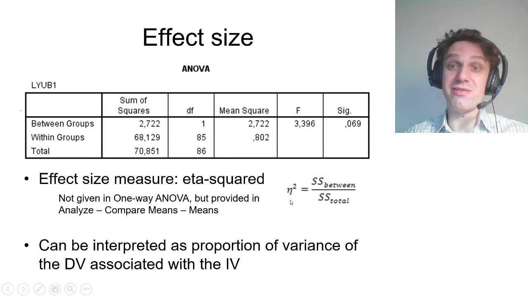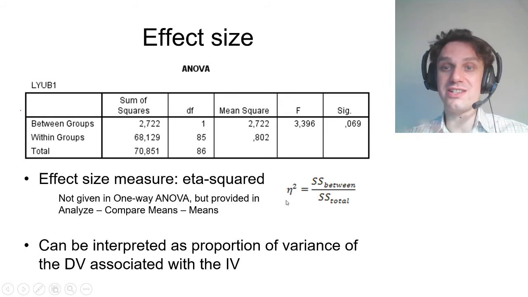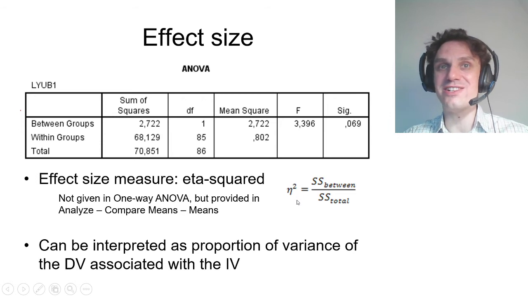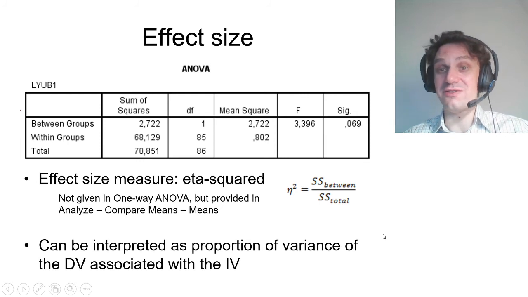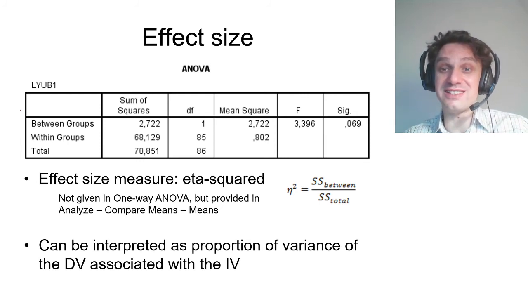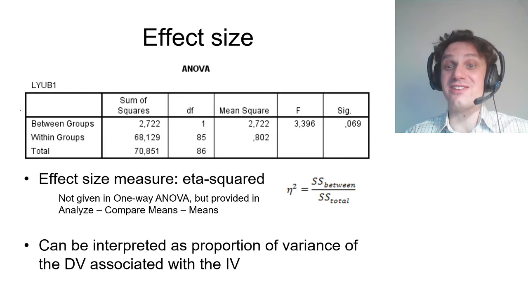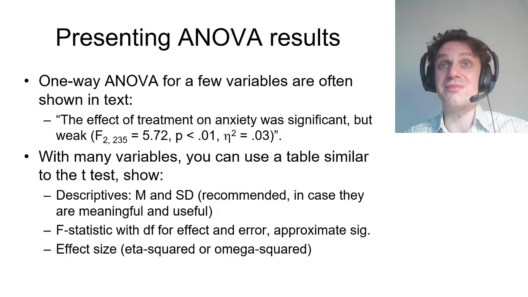In newer versions of SPSS, you can just check the box effect size and you will get this eta squared and a bunch of other effect sizes that you can interpret as proportion of variance of your dependent variable associated with your independent variable. So for example, proportion of differences in anxiety associated with gender. And this is a comparison between males and females.